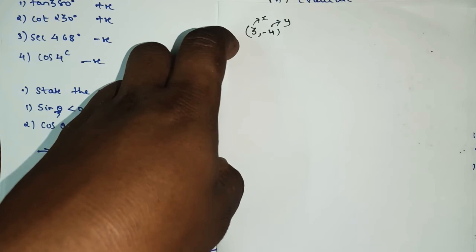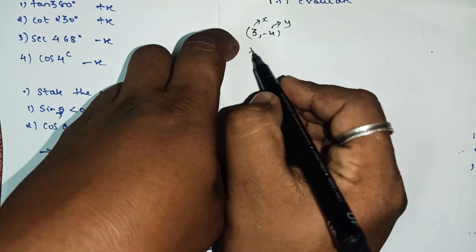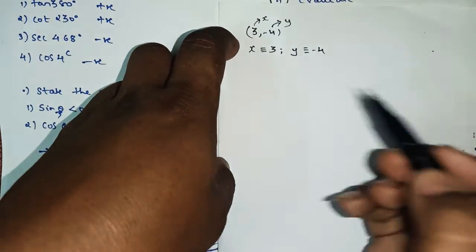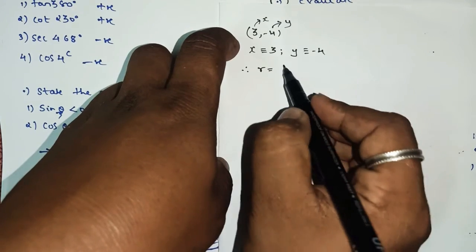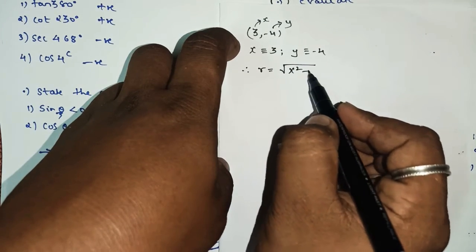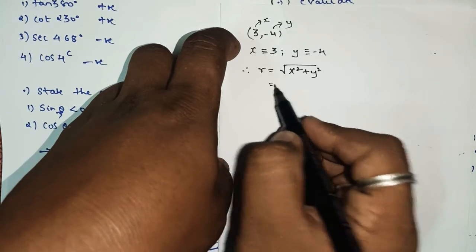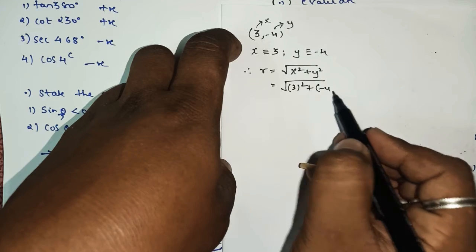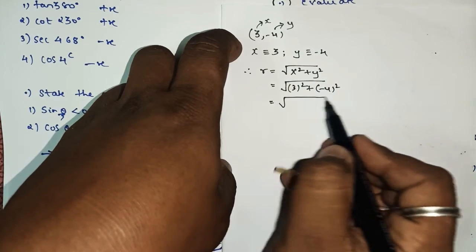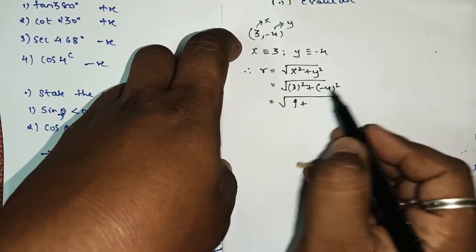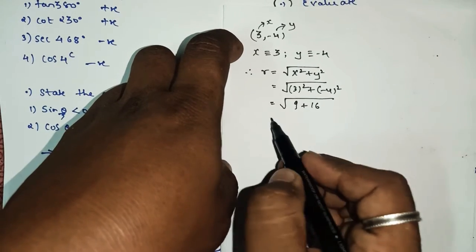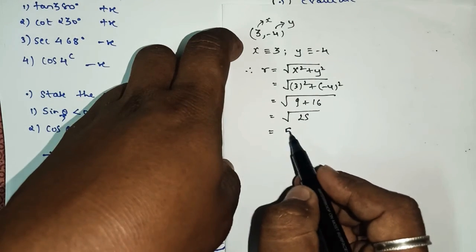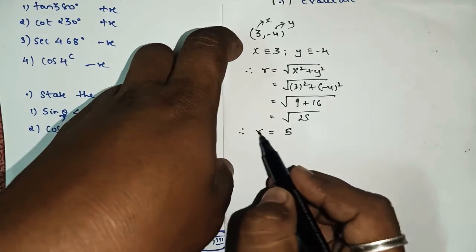So first we'll find r. Here x is 3 and y is minus 4. For r we know that the formula is square root of x square plus y square. So therefore, square root of 3 square plus minus 4 square. 3 square is 9, and minus 4 square is plus 16. So 9 plus 16 is 25. The square root of 25 will be 5. So here we got the answer for r.